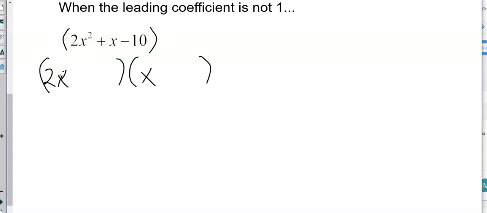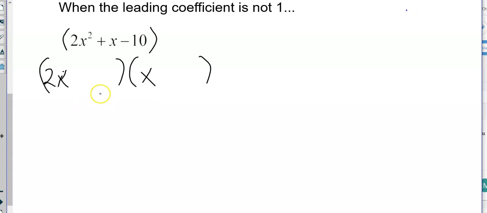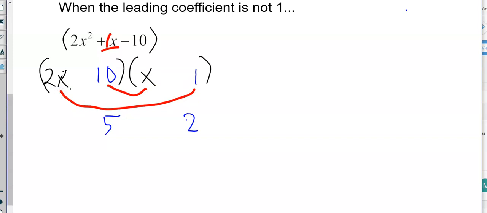Then you have to make a decision: maybe this is going to be 10 and 1, or reverse it, or maybe this is going to be 5 and 2, or again reverse that. I would temporarily pull those in there. You're really looking at one thing: the middle coefficient there is 1. So does outside and inside add up to 1? 10 and 2 do not add up to 1, so I don't think that's the combination we need.